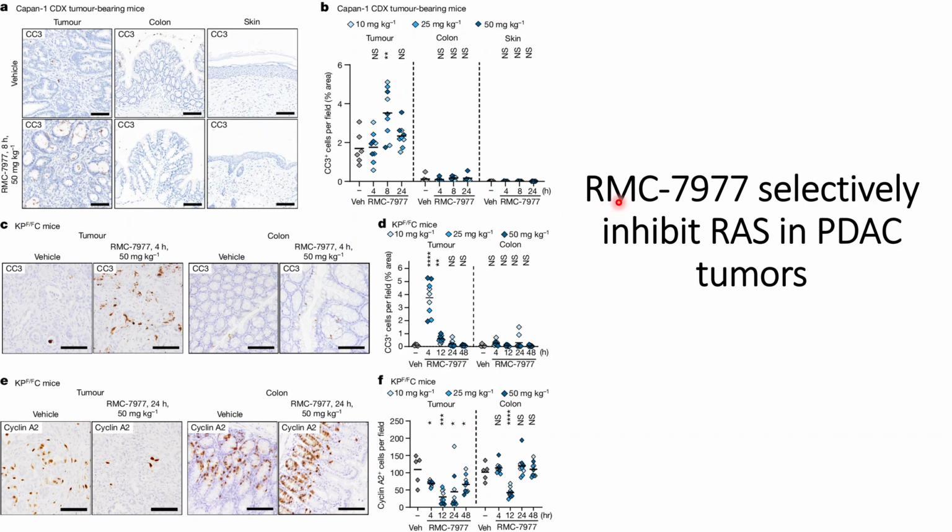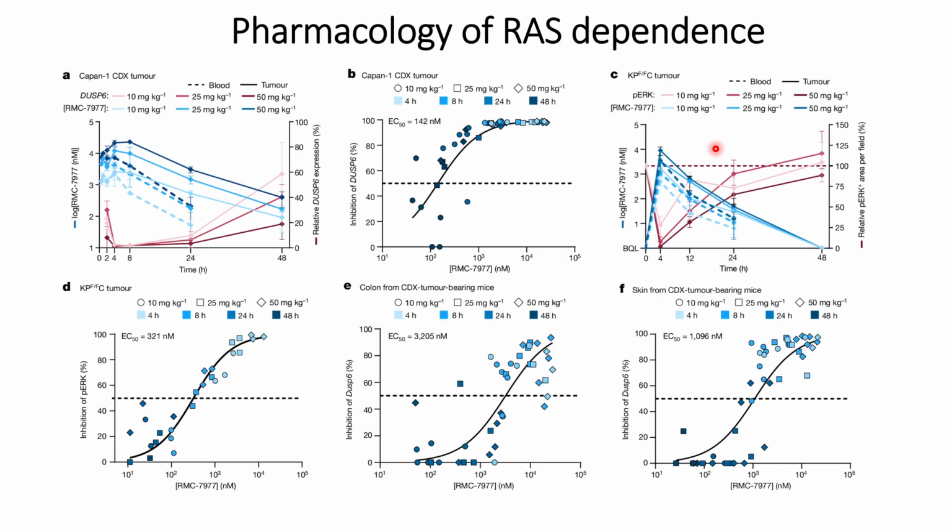In this video, we will discuss how RMC-7977 selectively inhibits RAS in PDAC tumors. Before moving into today's topic, we will understand the pharmacology of RAS dependence that we discussed in the previous video. Here I said that panel E and F data are from different mice models, but panel D, E, F, and even the C data are from the same mice models.